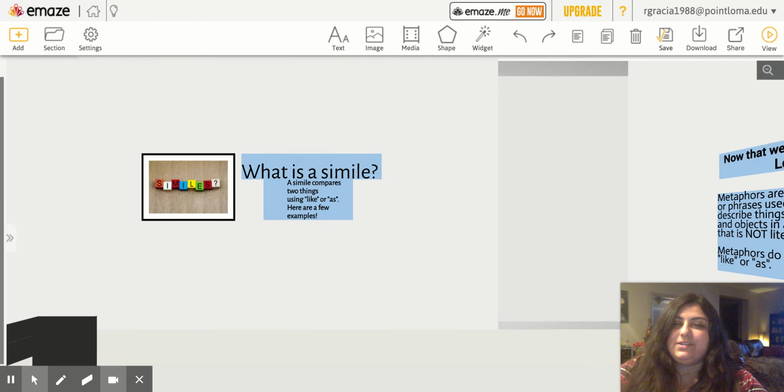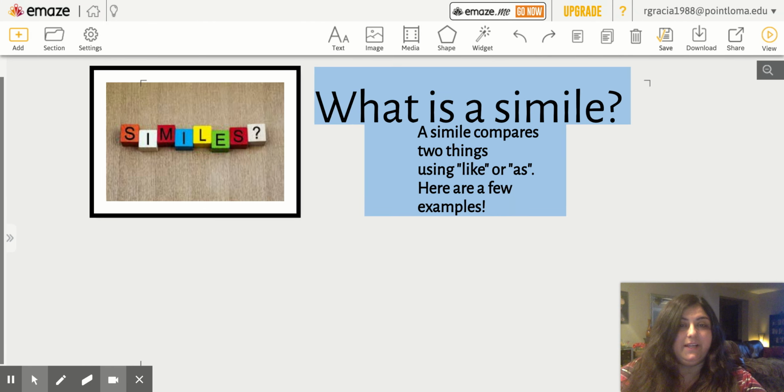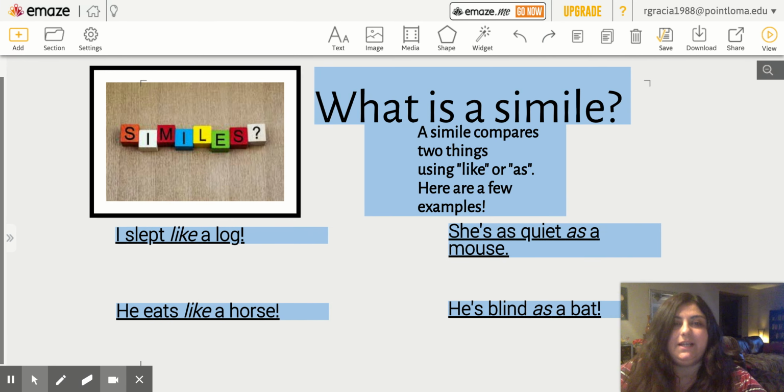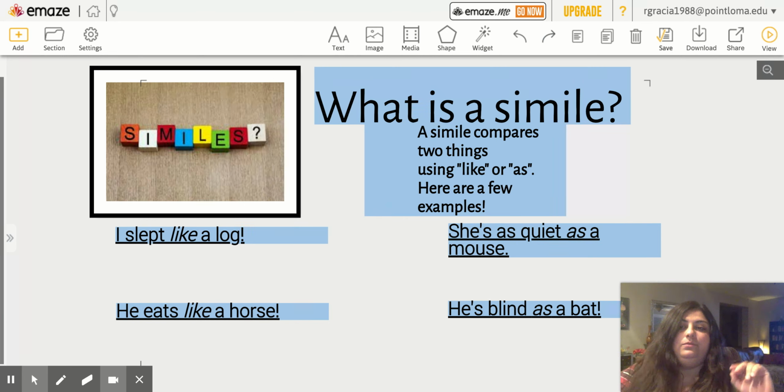So you might ask yourself, what in the world is a simile? A simile compares two things using like or as. Now, you can use the example, I slept like a log. I'm comparing myself to a log because I'm so exhausted that I didn't move. I slept really heavy. Maybe I didn't have a dream. I'm comparing myself to a log.